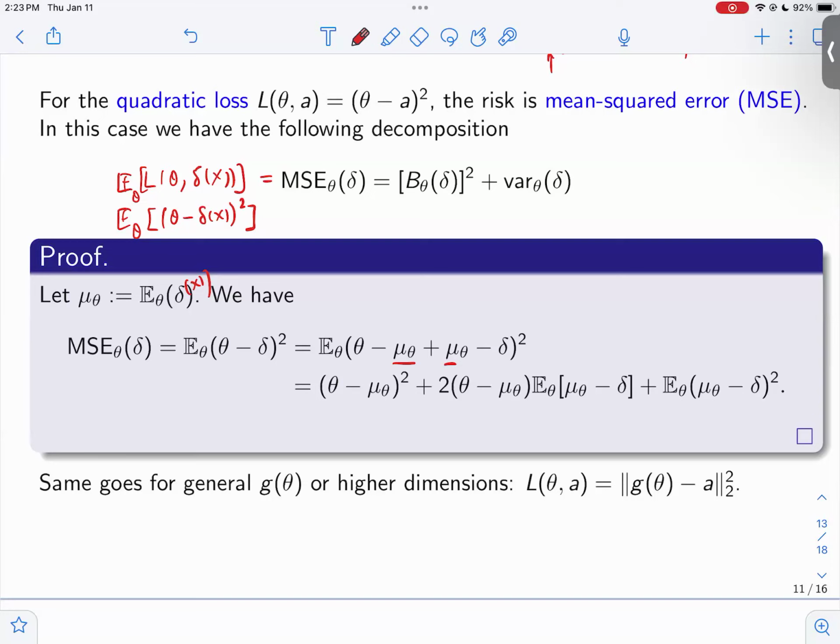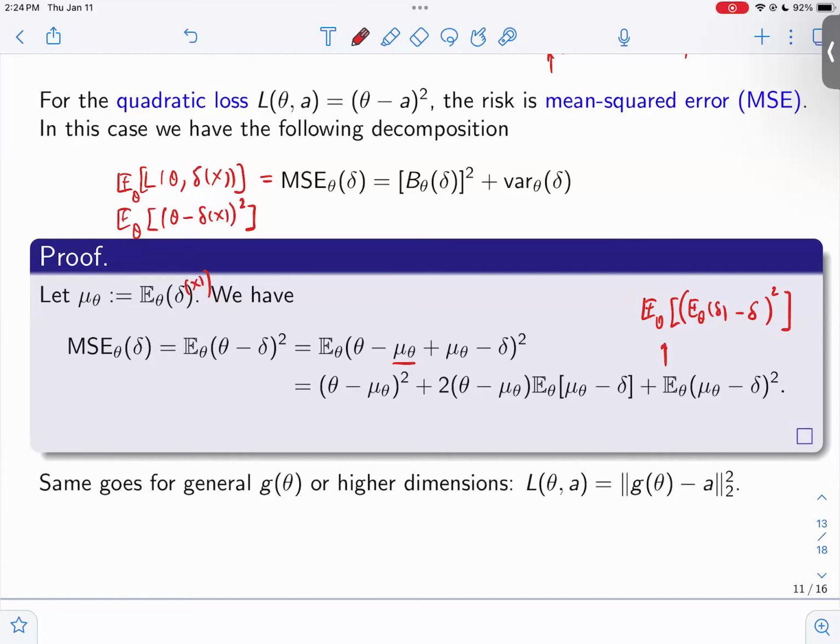Yes. For this proof, I'm still sort of confused about why the expectation of delta minus mu theta squared is the variance of delta. Delta minus mu theta squared, the expectation, this is the variance. This is my shorthand notation, but if you expand it, mu theta is just the expectation of delta. That's how we defined it here. Minus delta, squared, right? And delta is really delta of x also. Okay, right.